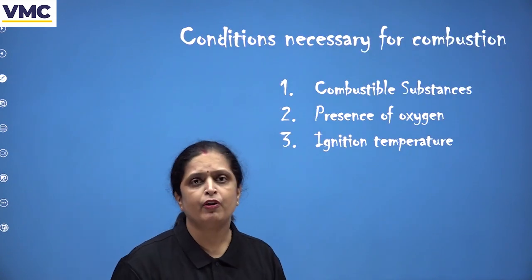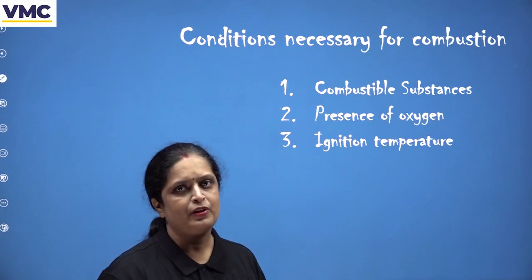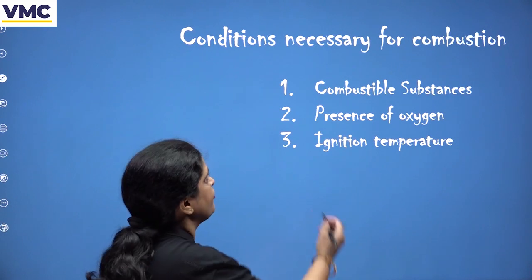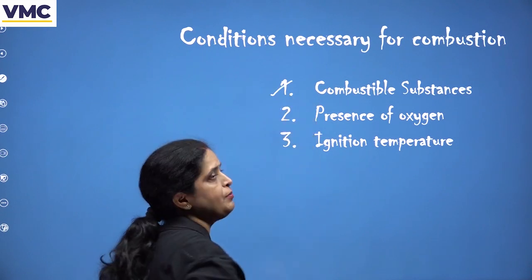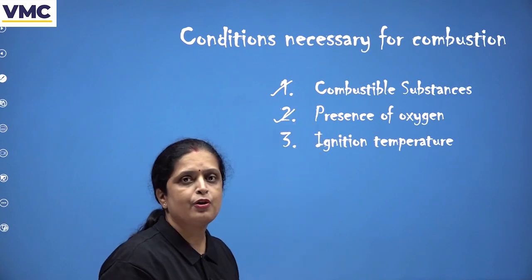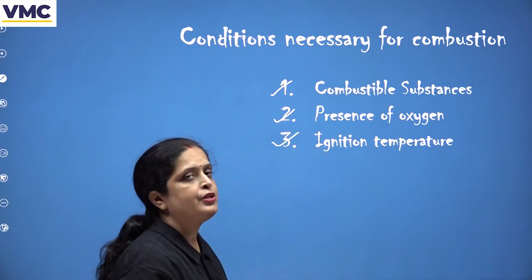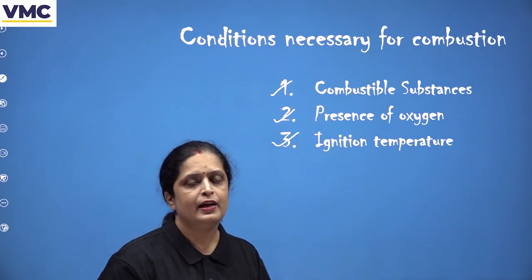So what do we need for combustion? Combustion के लिए हमें चाहिए क्या? तीन चीजों की जरूरत है. There are three things that are required. The first, a combustible substance. Second, presence of oxygen, as oxygen is the supporter of combustion. And third, ignition temperature.